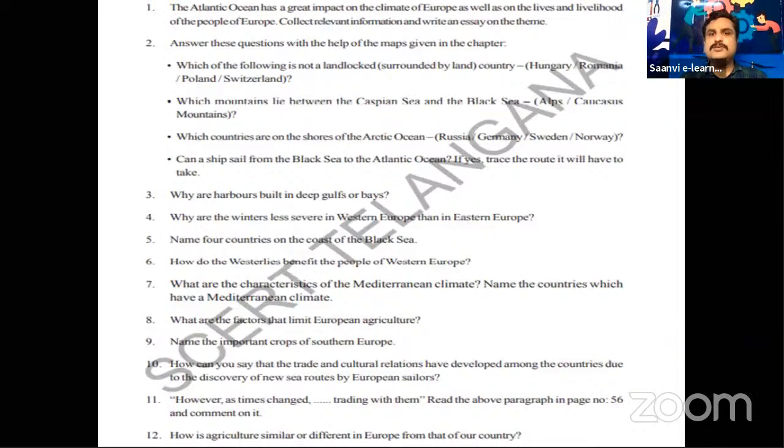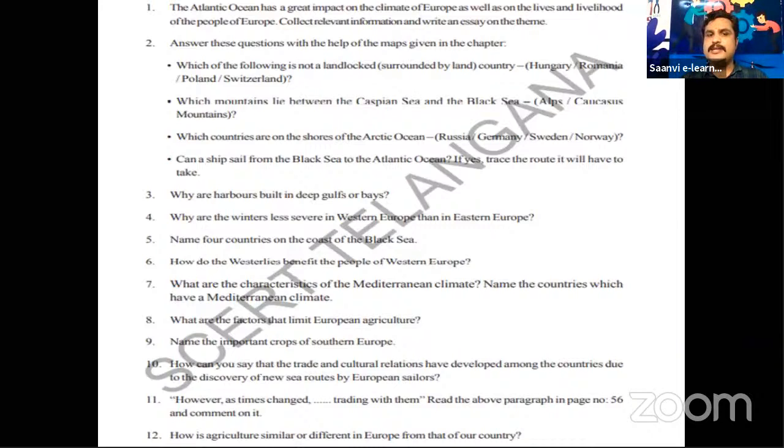What are the characteristics of Mediterranean climate? Name the countries which have Mediterranean climate. Seventh one. I will give you the countries: Portugal, Spain, France, Monaco, Italy, Croatia, Yugoslavia, Albania, Greece, and Ukraine. These are the countries. Okay, so that is the right answer for that question.